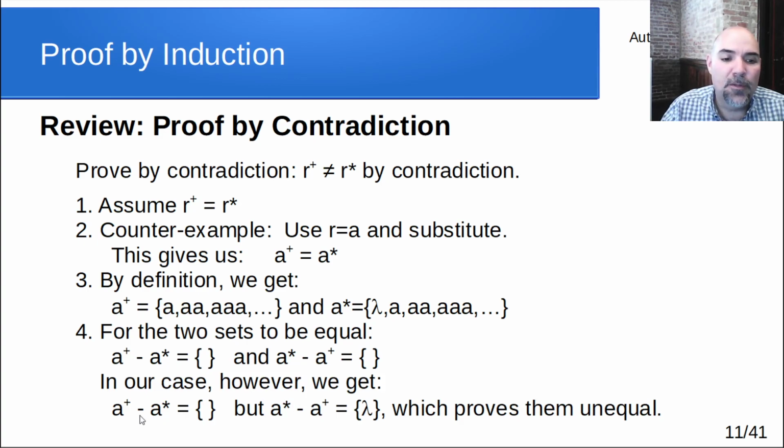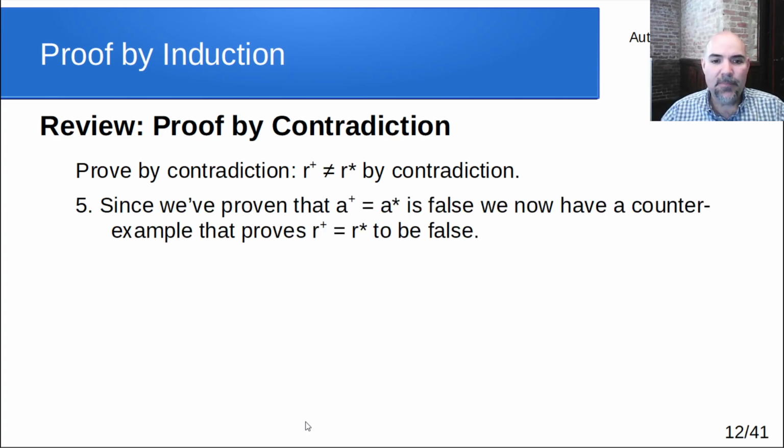In our case, when we say A plus minus A star, we do get the empty set. We take everything in A plus, any overlap we take away, that will take away all of them. So that will leave the empty set. But if we switch them around the other way, that leaves behind the set containing just lambda. We take away all of those in here, there's no lambda in here, so lambda stays in the set. So that proves that those two things are not equal. And if those two things are not equal, we now have a counterexample, which proves that it's false.